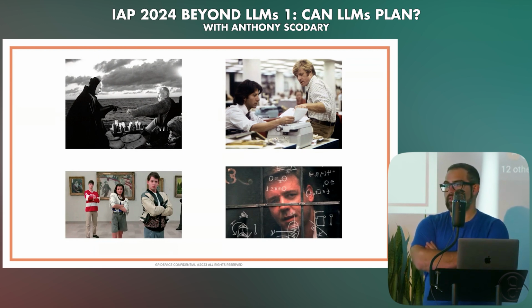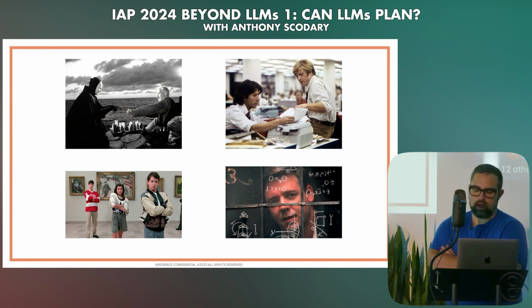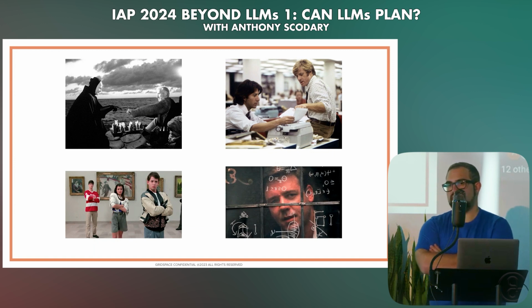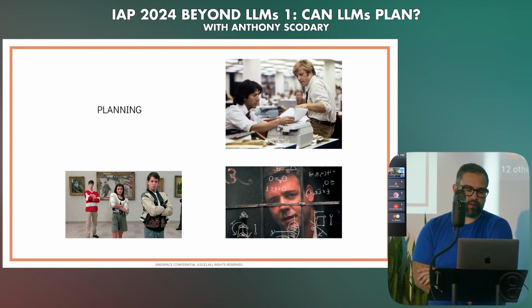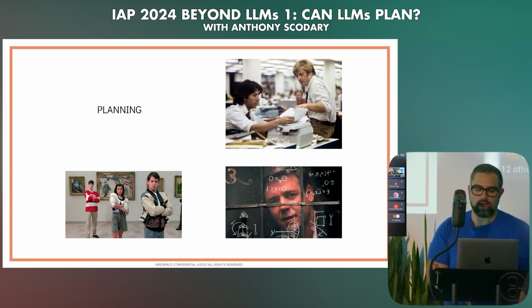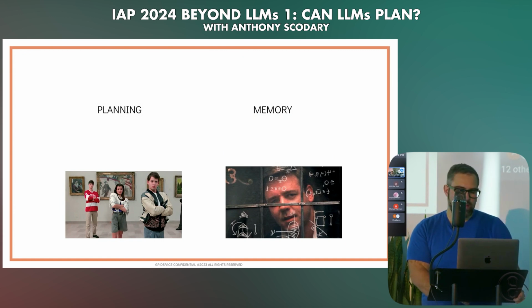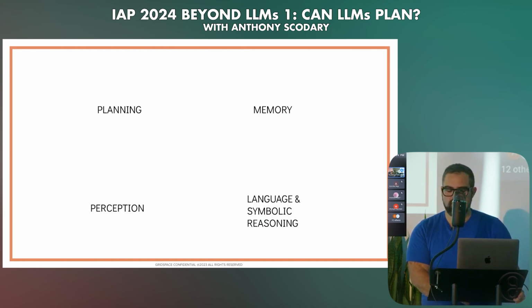We can look at a painting or a piece of art and describe how it makes us feel and talk about it and examine it. This is from Ferris Bueller's Day Off. Or maybe we could prove a mathematical theorem, which Cole will be covering in the 3rd week or the 4th week. This is from A Beautiful Mind. The first shows planning, which is what I'm going to be talking about. The second, memory. The third, perception. And the fourth, language and symbolic reasoning.